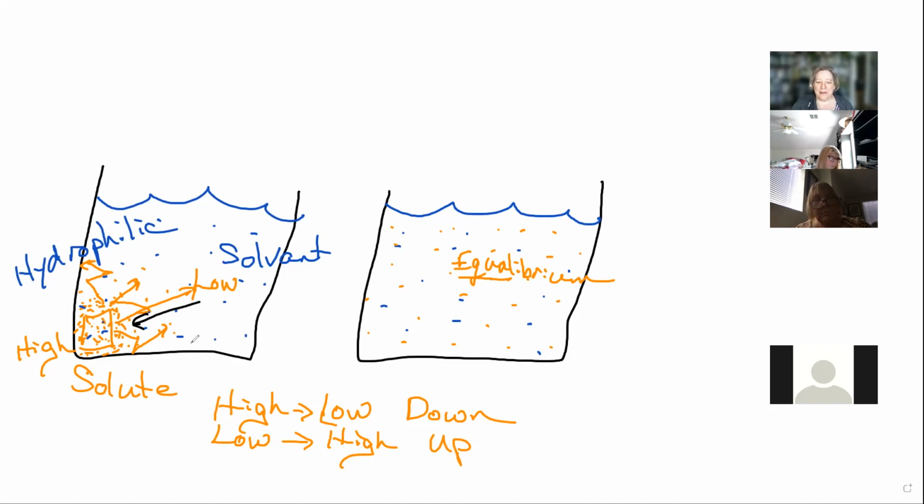Okay, how are we doing on this going up and down the concentration gradient? Okay, we call this diffusion. Going from areas of high concentration to low concentration until we reach equilibrium.